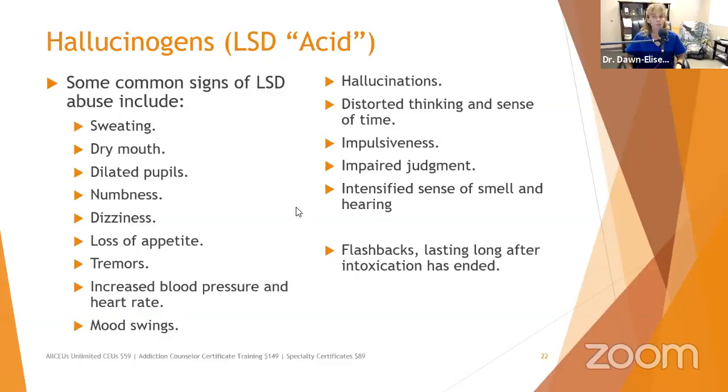And people who use LSD can also experience flashbacks long after the intoxication is ended. So I've heard of people talking about having flashbacks years later. It is important to be aware of. And if your client has ever used LSD, it's important to be aware of in creating their relapse prevention plan. Also, in creating their treatment plan and being cognizant if they suddenly have certain changes in treatment, you may want to check in with them and see if they're experiencing a flashback.